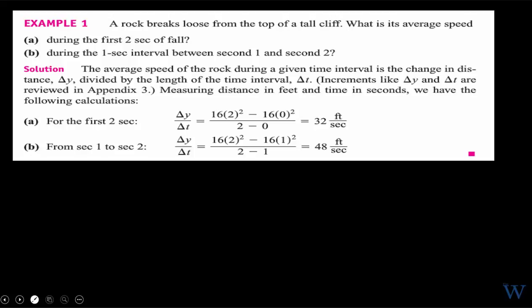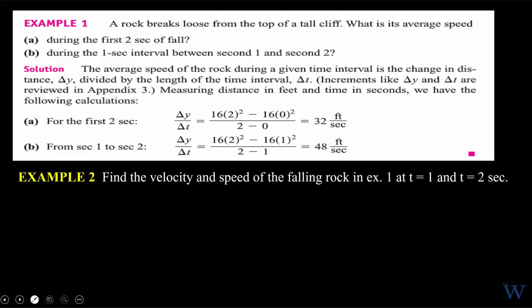Okay, so a rock breaks loose from a tall cliff, and we already discussed this. I'm just looking at this example, recalling it from 3.1 and 2.1. Now, suppose we find the velocity and speed of the falling rock in this same example at t equal to 1 and at t equal to 2.